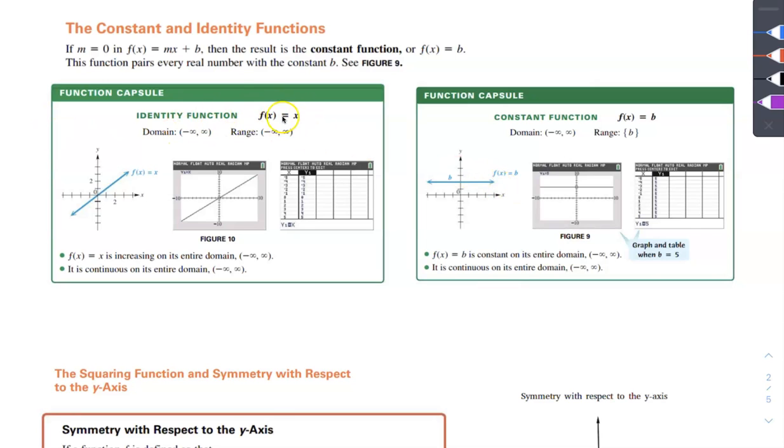This is called an identity function, just where f of x equals x. So think about it like a slope of 1, but with no y-intercept. So you start at 0 and then go up 1 over 1. That's called the identity function. In that case, it's always increasing throughout the whole domain, and it's also continuous everywhere.